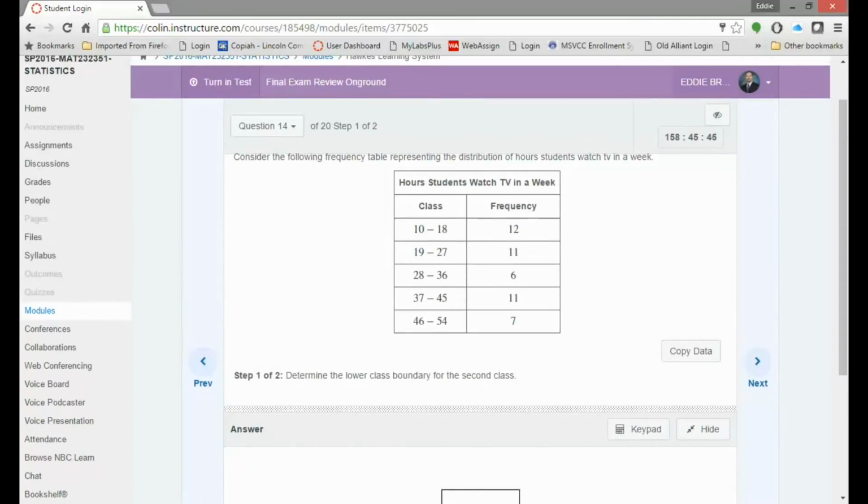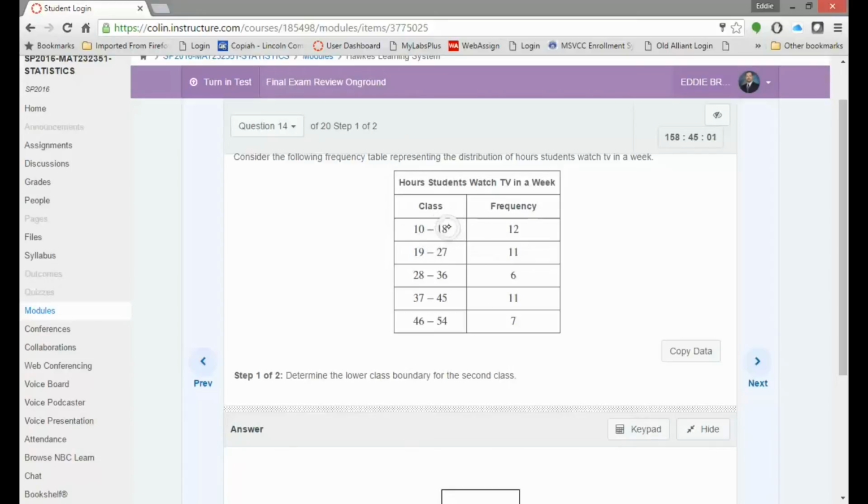Consider the following frequency table representing the distribution of hours students watch TV in a week. Determine the lower class boundary for the second class. Alright, so here's the second class. Remember, the boundaries are, if you take the difference between any consecutive upper and lower class limit, divide that by 2, and then add or subtract that from an upper or lower class limit, then you can get the boundary there.